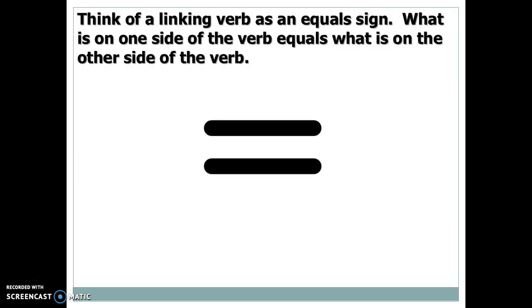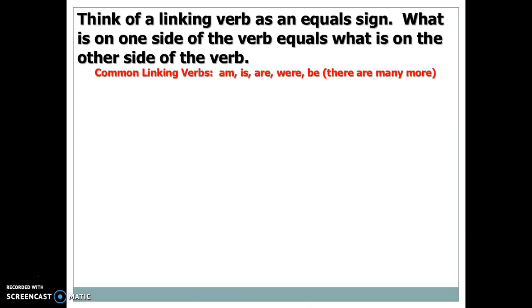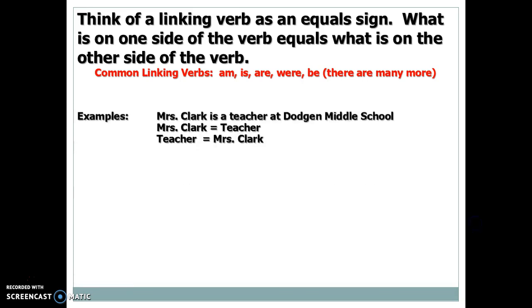So underneath your definition, write a big equal sign because you have to think about a linking verb as an equal sign. And what is on one side of the verb equals what is on the other side of the verb. All right, let me show you what that looks like. Oh, by the way, for examples, you can write your common linking verbs, which is am, is, are, were, and be. There are more, but those are the common ones.